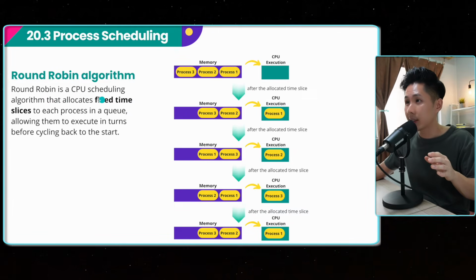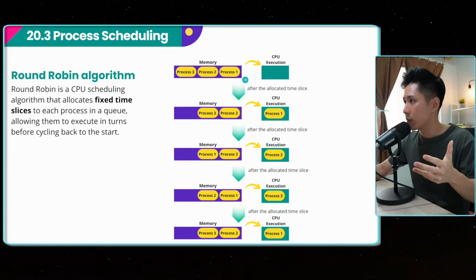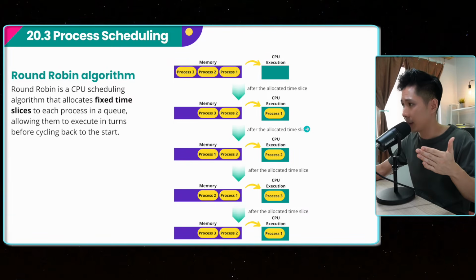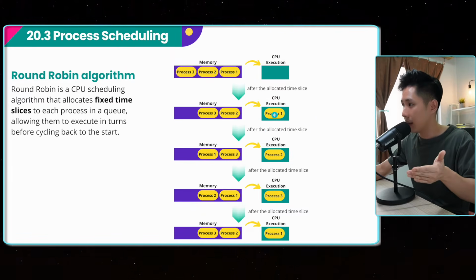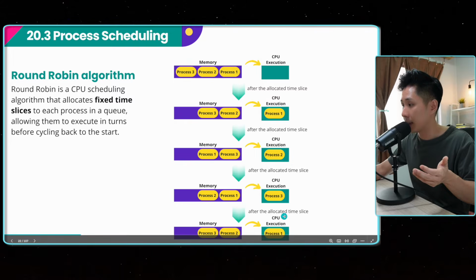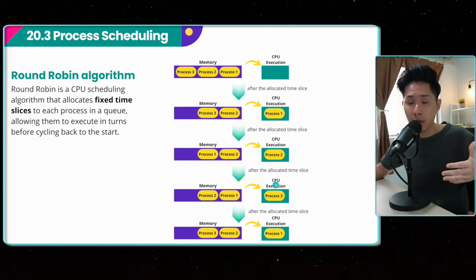Whereas the first preemptive algorithm is the round-robin algorithm. It is a CPU scheduling algorithm that allocates fixed time slices to each process. Let's look into this example here. Imagine I'm running 3 processes, and process 1 will run first for an allocated time slice. At this time, even if process 1 hasn't been fully run, it will still be moved back to the queue to let process 2 run for a while, and then process 3, and then process 1 will get its running time again. So this method actually allows multiple programs to run concurrently.